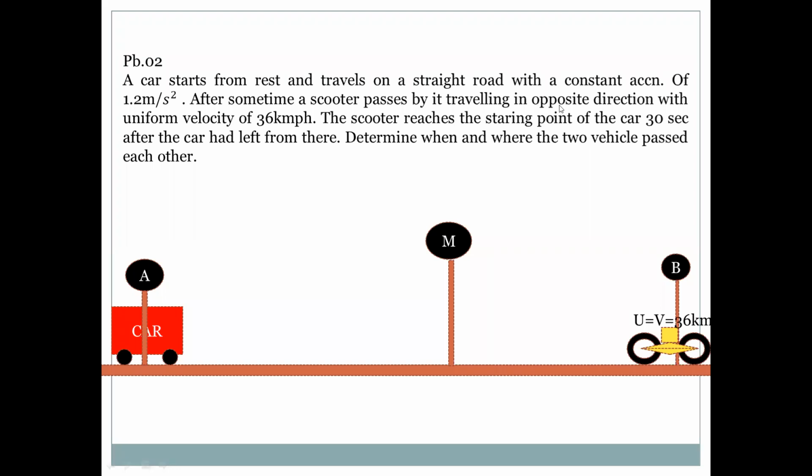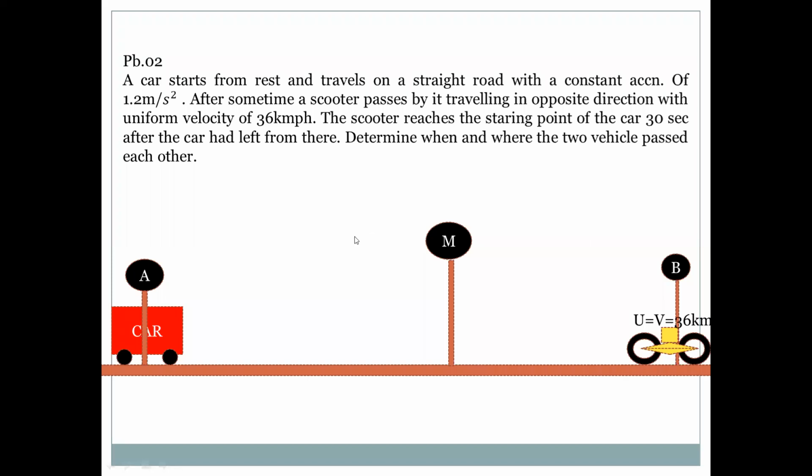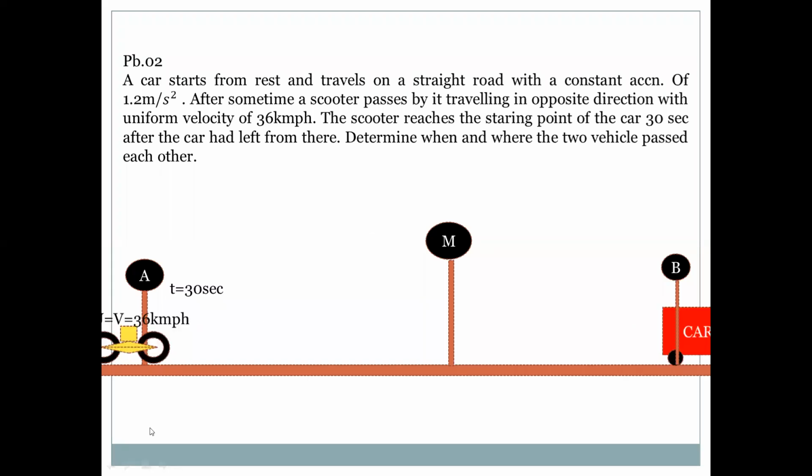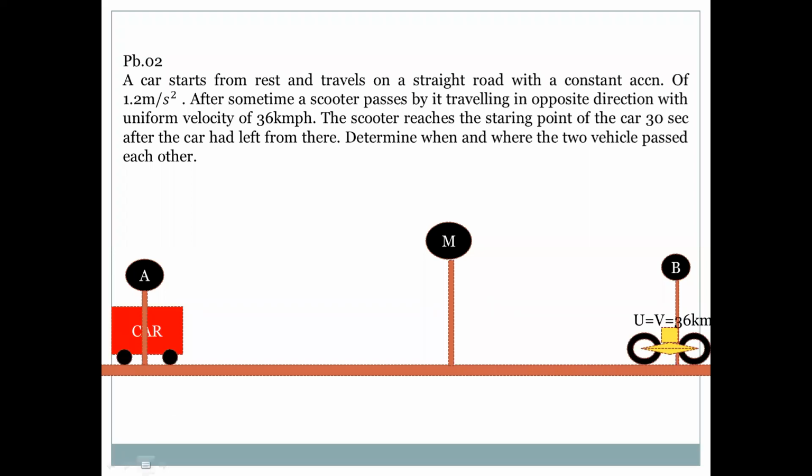So this is the given condition. The car starts the motion from point A. Initially, car is at rest. So at point A, car has zero velocity. So at this point, velocity of the car, it is zero because this is the rest point for the car.